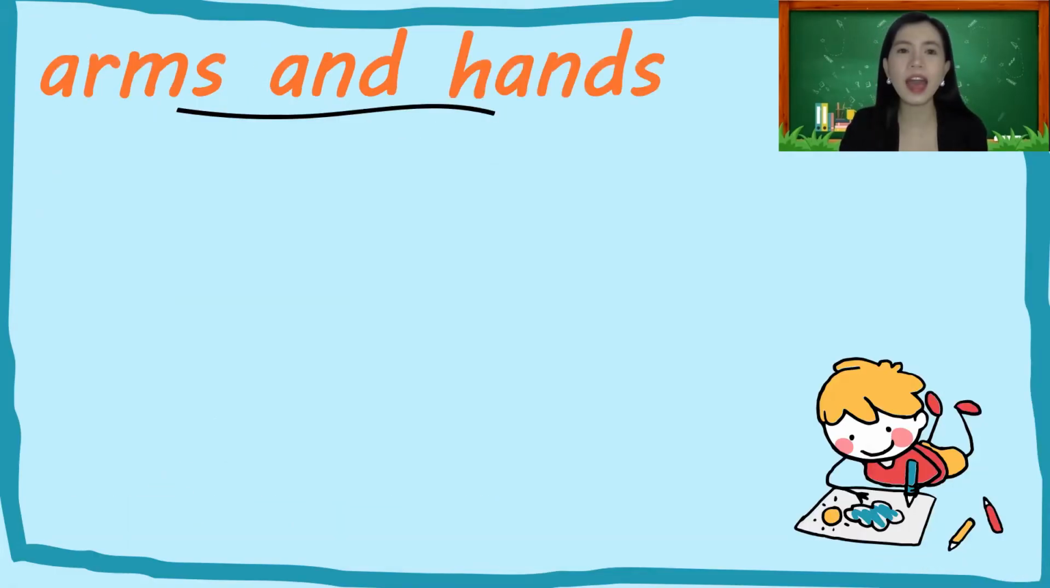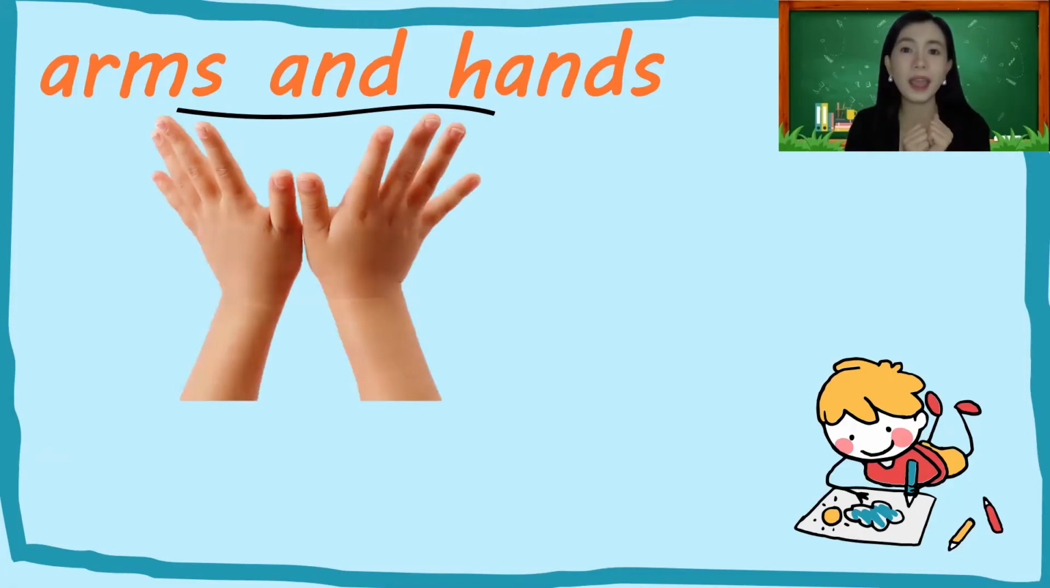Nostrils. We also have our arms and hands. We have two arms and two hands. Each hand has 5 fingers. Let's count how many fingers we have. 1, 2, 3, 4, 5. So each hand has 5 fingers.